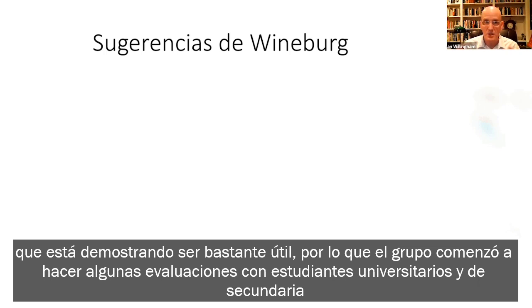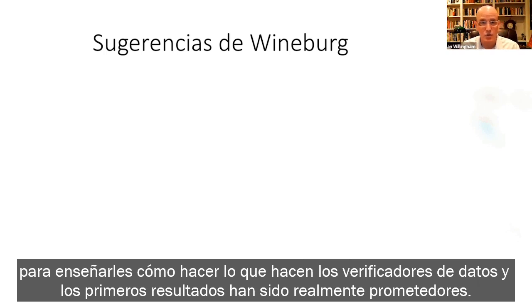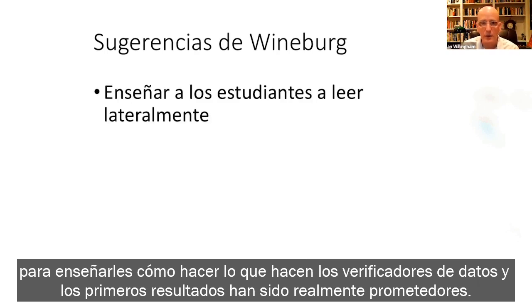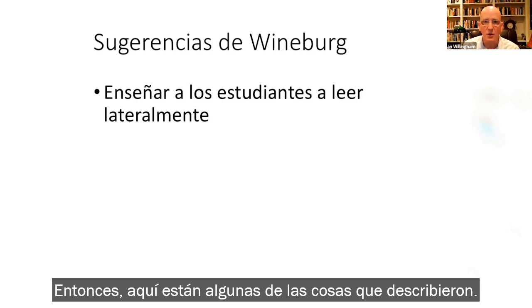And so the group has started to do some evaluations with college and high school students to teach them how to do what fact checkers do. And the early results have been really promising. So here are some of the things that they describe.